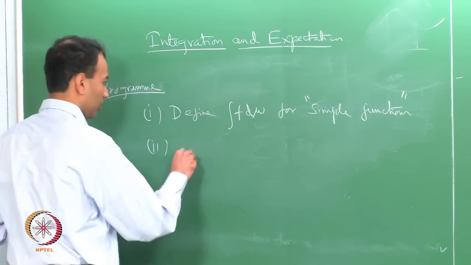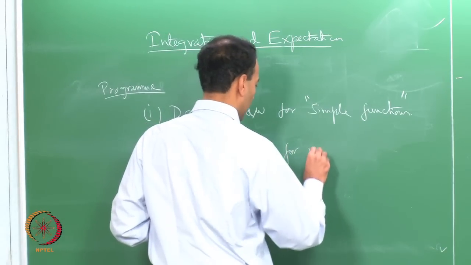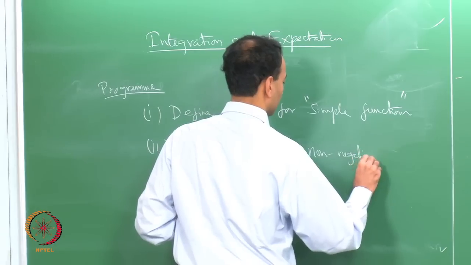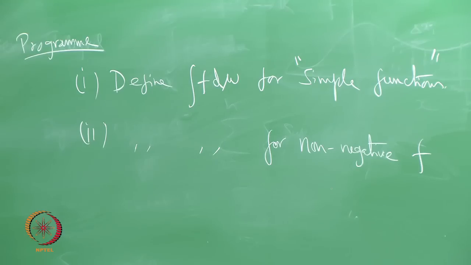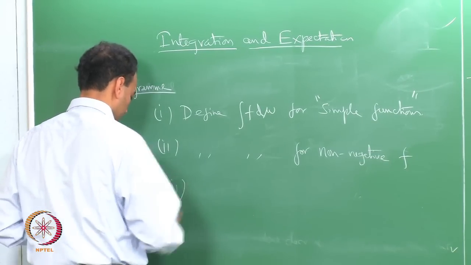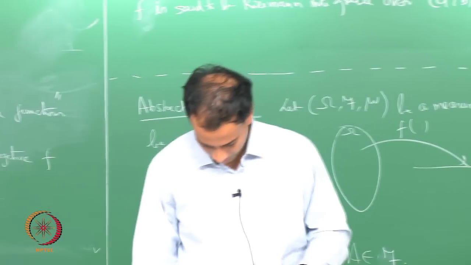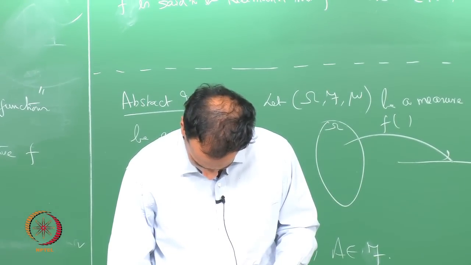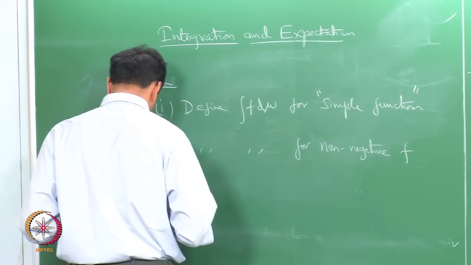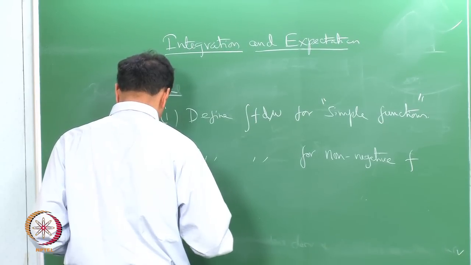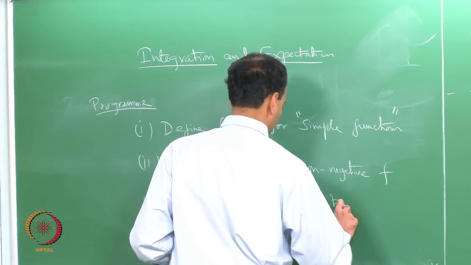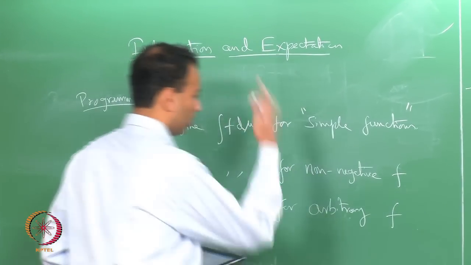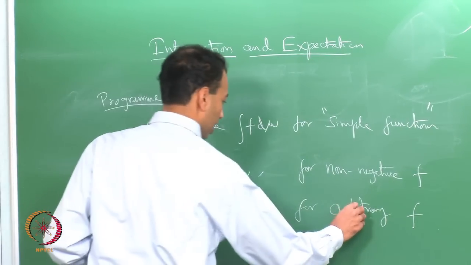Okay. Then define integral f d mu for non-negative measurable f, and then you define it for general, arbitrary measurable f. F is always measurable, okay. Arbitrary f.